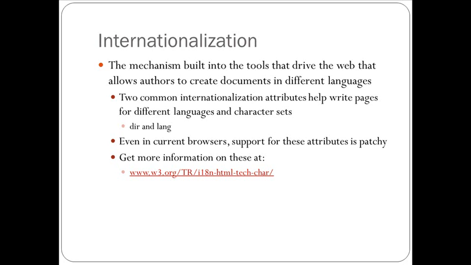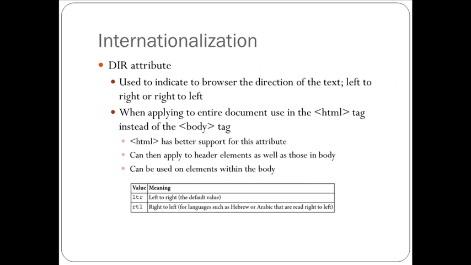Internationalization. This is the mechanism built into the tools that drive the web that allows authors like you to create documents in different languages. It's not all that well supported at this point. The two common international attributes that help write pages for different languages and character sets are the dir, which is direction, and lang, which is language. As I said, support of these attributes is somewhat patchy at this point, and you can get more information at the link that I have here on the page that is also mentioned in the book. But we'll take a look at these two attributes specifically.